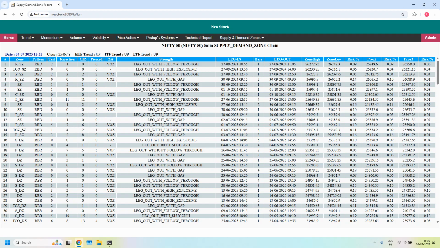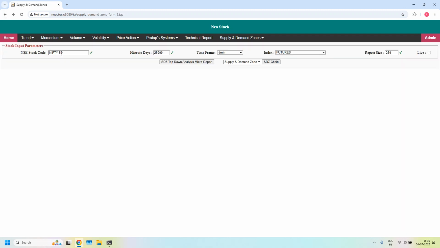So this is about NIFTY supply demand zone chain reports. Next, I will generate BANKNIFTY supply demand zone chain reports. Changing the name to NIFTY Bank. That is nothing but BANKNIFTY. Generating monthly supply demand zone chain for BANKNIFTY.